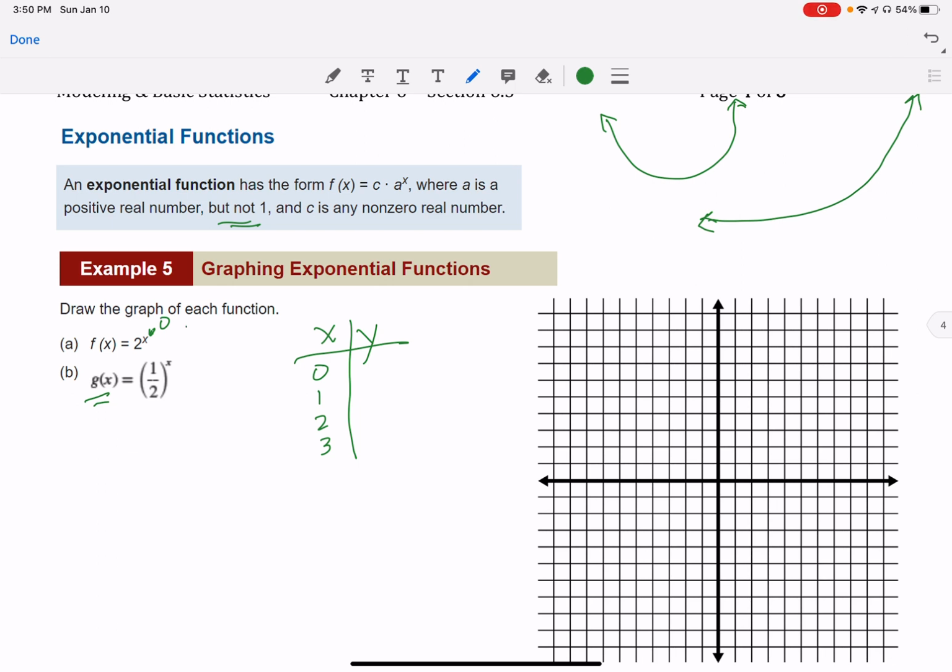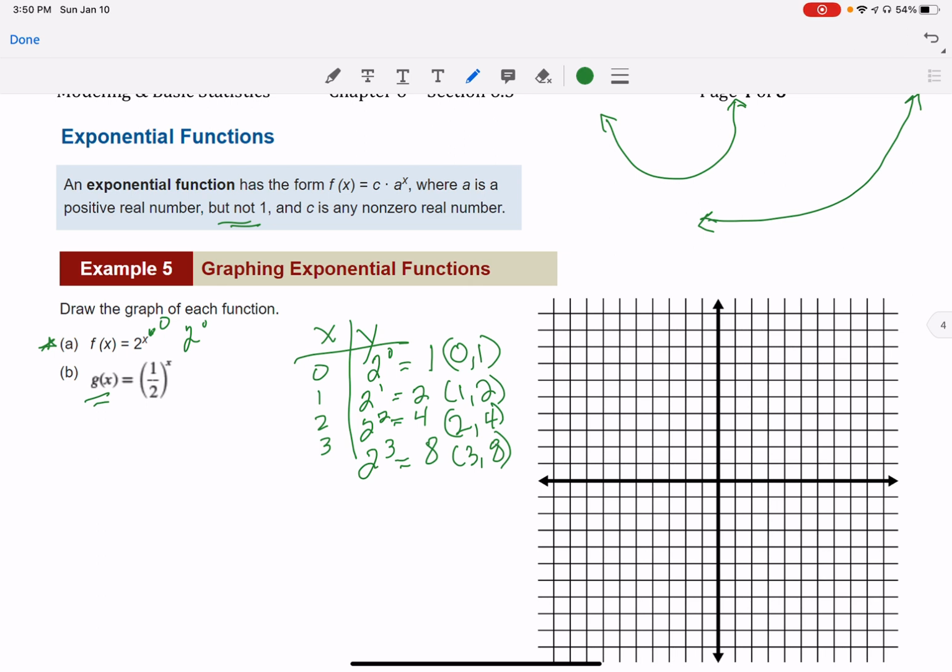Well, 2 to the 0 power is always going to give me 1. So I'm going to write this over here. That's going to give me 1. This means 2 to the first power, which is 2. This means 2 to the second power, which is 4. This means 2 to the third power, which is 8. So my points for this very first graph can be (0, 1), (1, 2), (2, 4), and (3, 8).